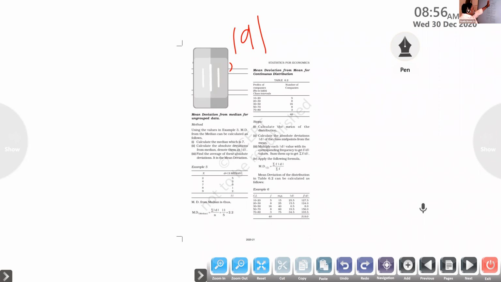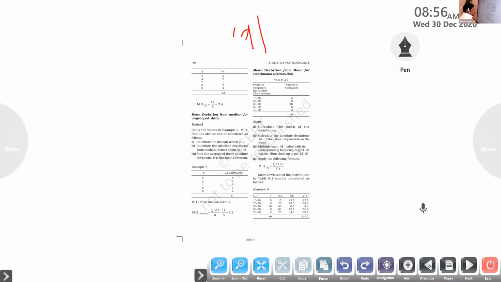So first of all, 2 minus 6, it is 4. Next one, 4 minus 6, 2. 7 minus 6, 1. 8 minus 6, 2. And 9 minus 6, it is 3. Got it? How you got that one? Understood or not?